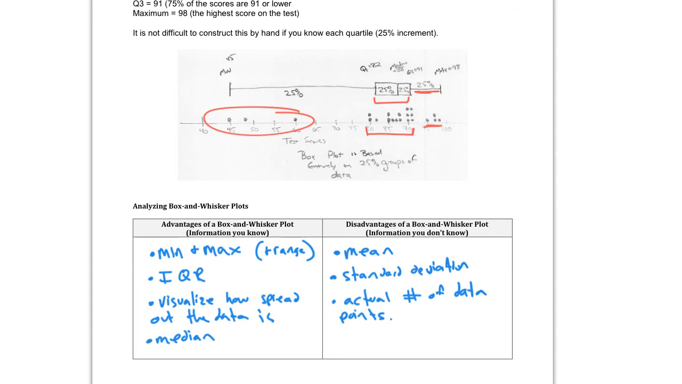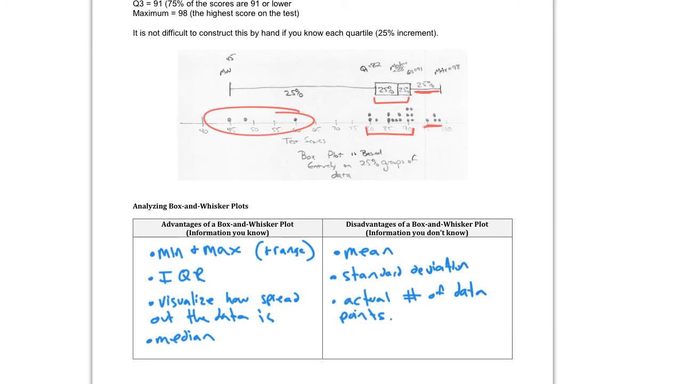And we can also find the median from the box and whisker plot. Some things we don't know, though, by looking at a box and whisker plot: we don't know what the mean is. We don't know what the standard deviation is, although, again, we can see kind of how spread out the data is. And we don't know anything about the actual number of data points that have been collected. If you're just looking at a box and whisker plot, we don't see that.